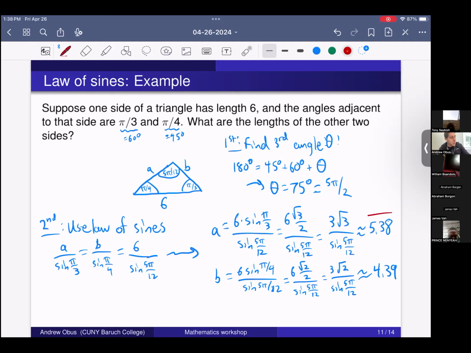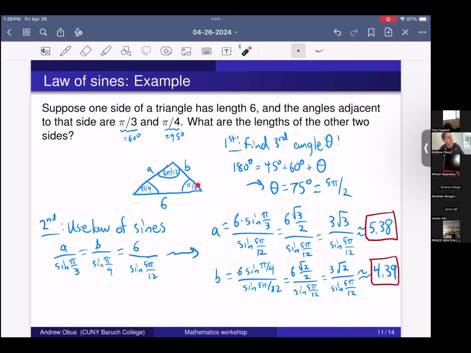So these are the answers that we get over here, 5.38 and 4.39. They both come from this law of sines equation. The point is we have three different quantities. One involves one of your unknown sides, the other involves the other unknown side, and the third one is completely known because you're given the side. And even if you're not given the opposite angle, you can always figure it out.